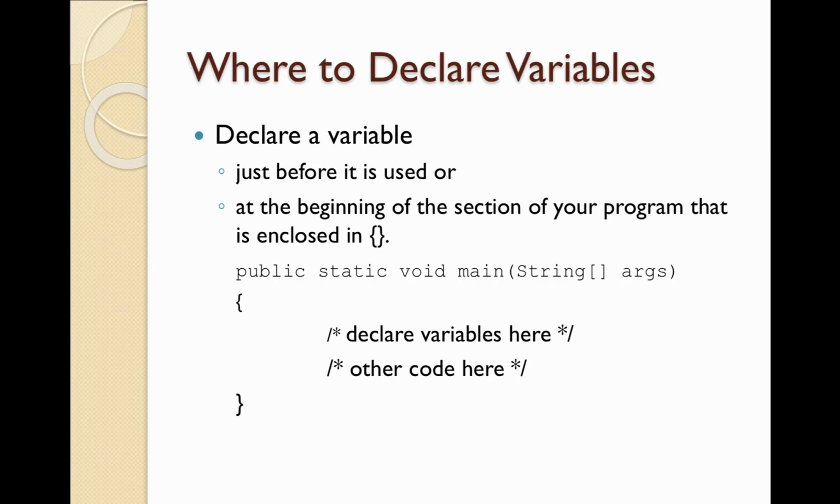Where do we declare our variables? Customarily, we declare our variables at the top of our program. Note that we just have to declare our variables before we use them, but it's tradition and kind of a standard to declare our variables up at the top of our program. It makes for better readability. And our other programmers reading our code will know where our variables are declared. They can just go to the top of our program.